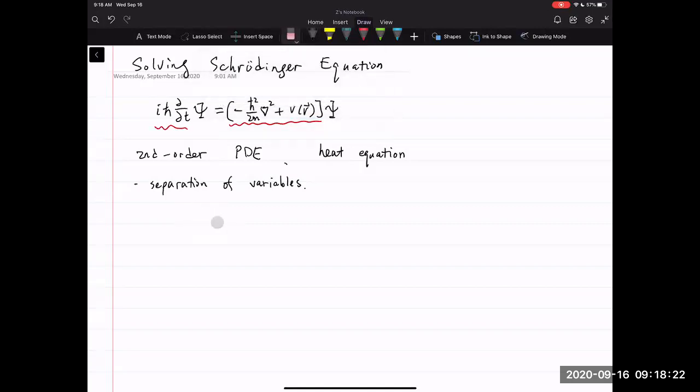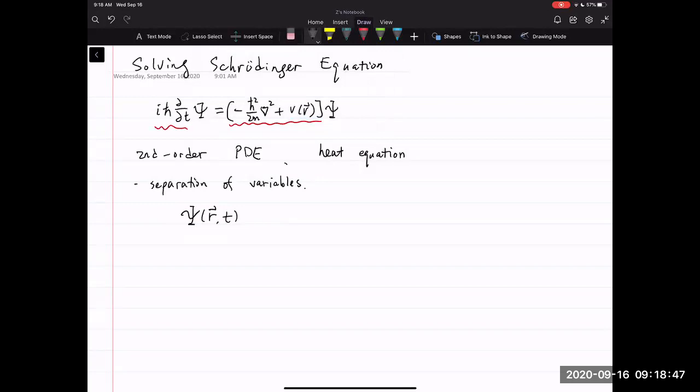Let me write this again. So the wave function psi is a function of space and time. In general, if you want to solve this wave function, it could be very complicated. It could be any function of space and time, and space and time can even be coupled together. I'm just giving you arbitrary examples.